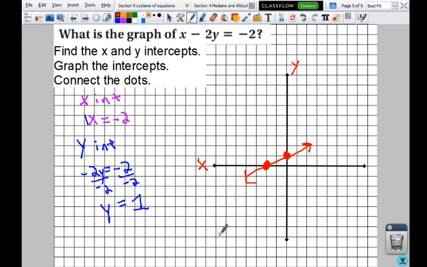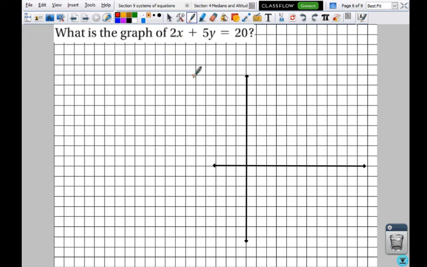So we're going to do 1 or 2 more of these, then you guys will do 1 and that'll be it. So we're going to find the graph of 2x plus 5y equals 20. I'm going to start with my x-intercept. I'm going to ignore my y's and just go 2x equals 20. We're going to divide by 2, get x equals 10.